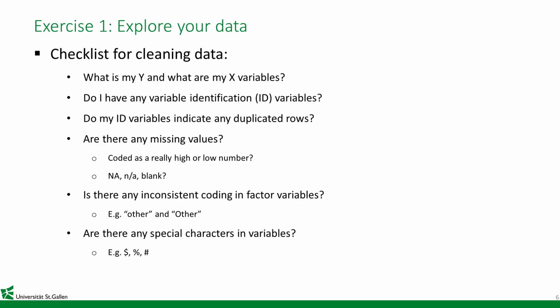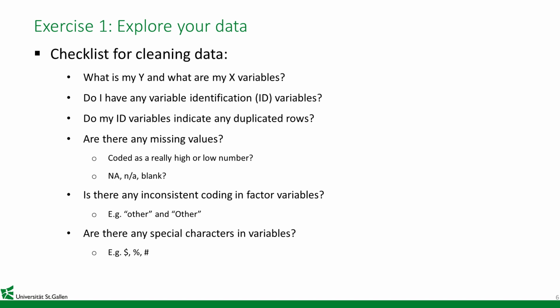Now, before we conclude this video, let us consider this quick checklist for cleaning data. We always need to check the data, and we need to identify which are my y and my x variables. Furthermore, if we have any identification variables, we also need to check whether or not we have any duplicated rows. As we just saw, this is quite important. Furthermore, we need to consider any missing values. We do so simply by scrolling through our variables and seeing if we have any obvious outliers, like a really, really long number or low number.